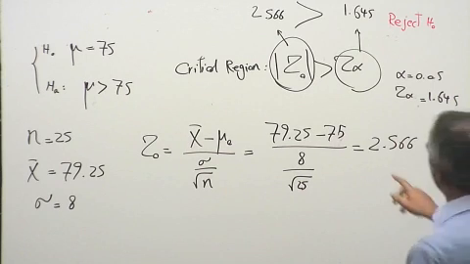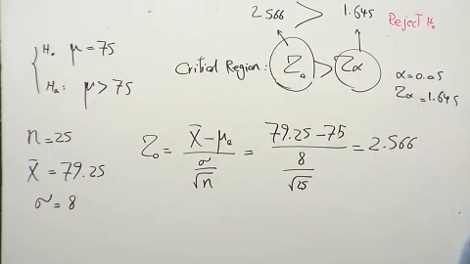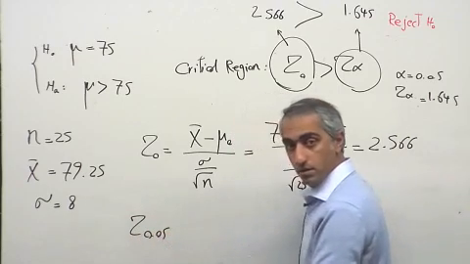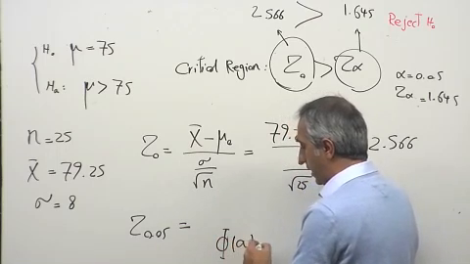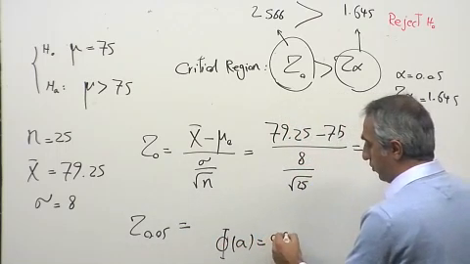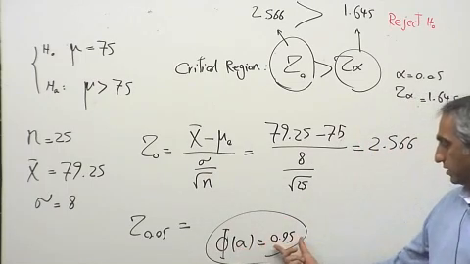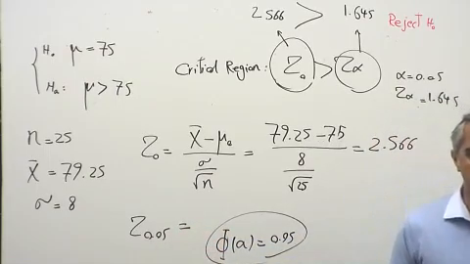Would I look for 95% in the table and find which? Yeah. So this means that you need to find A such that phi of A is 0.95 from the table. Find A such that phi of A is 0.95. This gives you Z of 0.05.